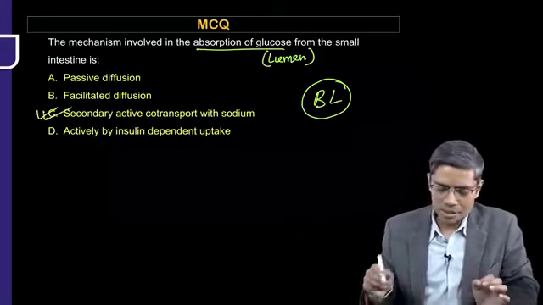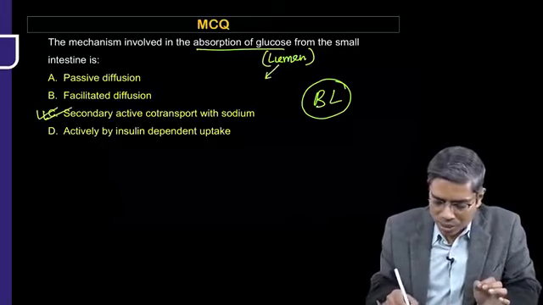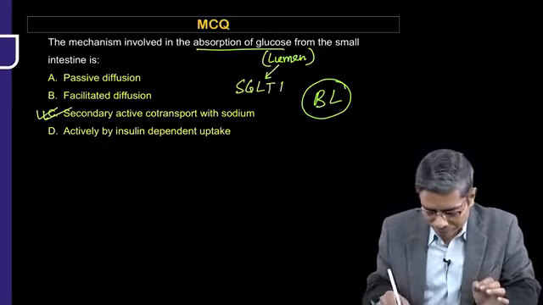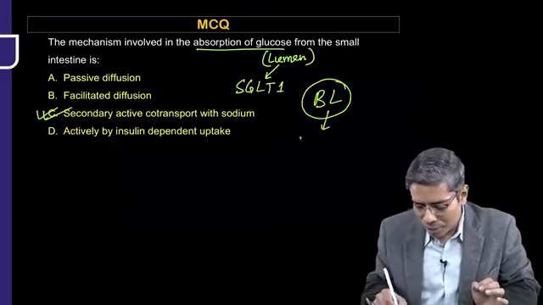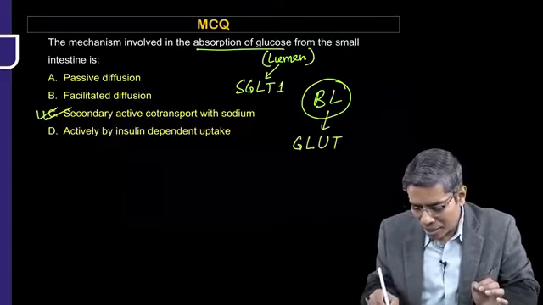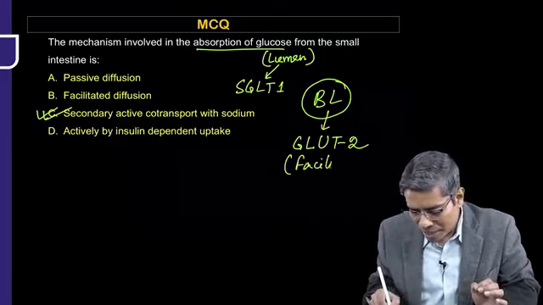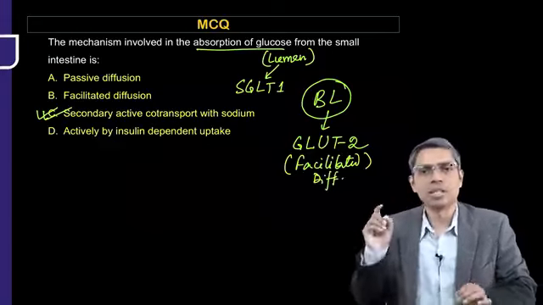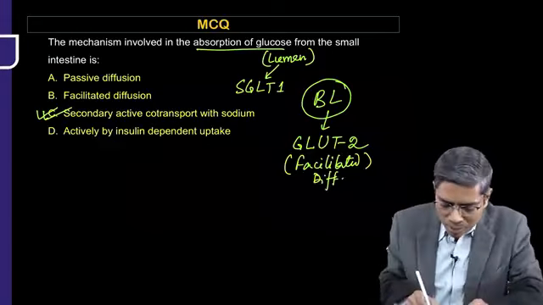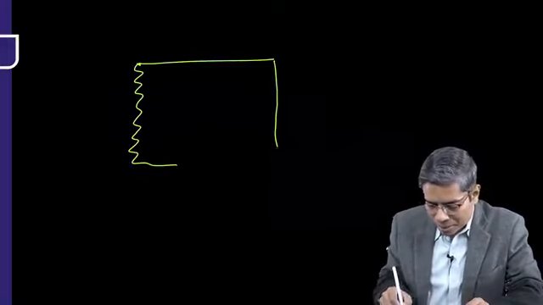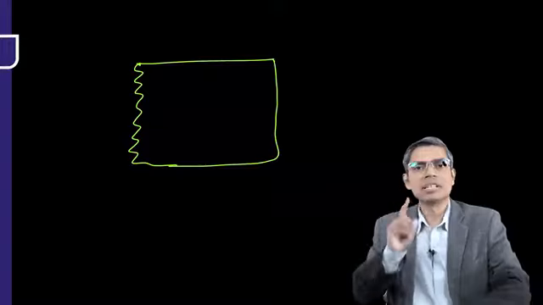Why secondary active transport? The absorption from the luminal surface is done by SGLT1 and absorption from the basolateral surface is done by GLUT2. GLUT2 is an example of facilitated diffusion. So what do I have to remember? I have to remember the intestinal epithelium cell like this. Suppose this is the intestinal epithelium cell. Very, very important question, I am telling you.